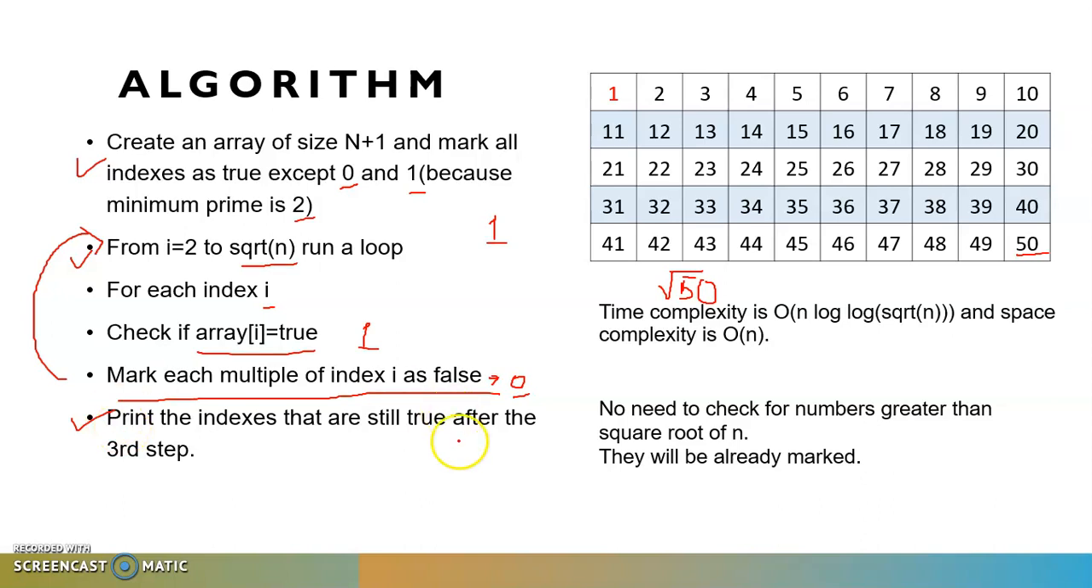Now what is the time complexity for this algorithm? The time complexity is big O of n log n of square root of n, and space complexity is big O of n. So it is a very fast algorithm, and it utilizes less space. No need to check for numbers which are greater than square root of n, because as I told you, after square root of n, remaining numbers will be already marked.